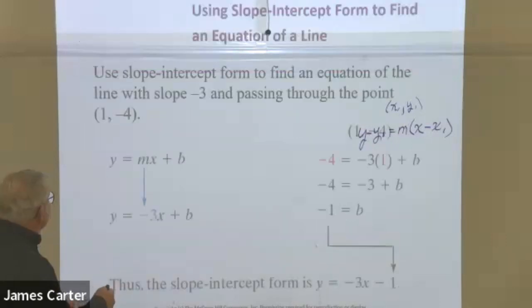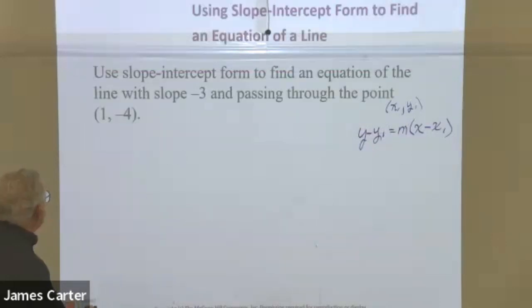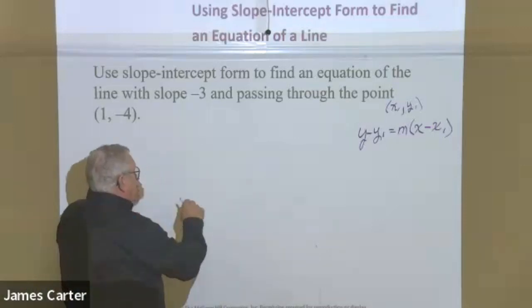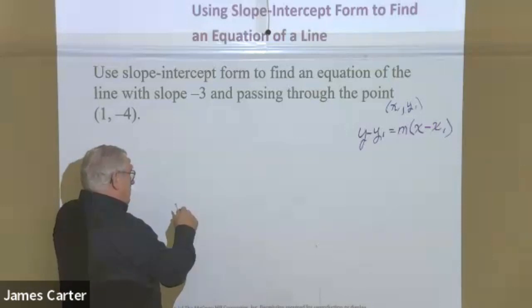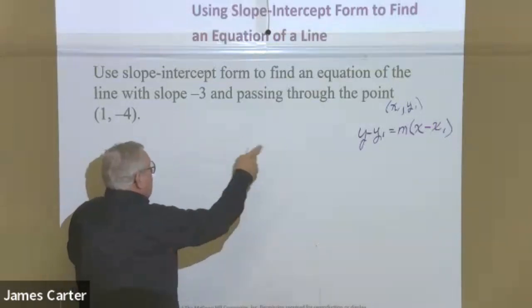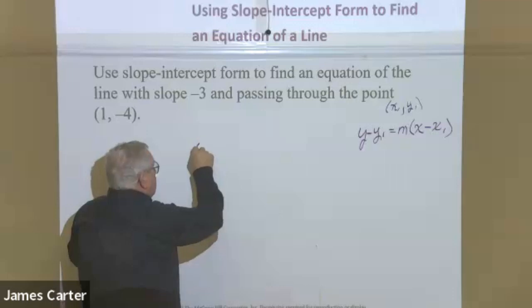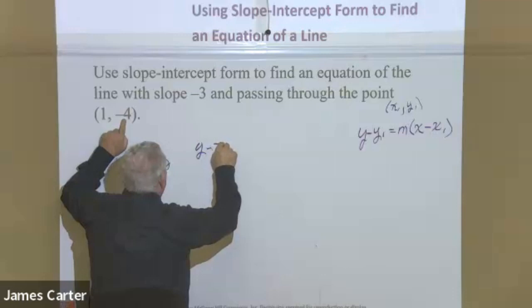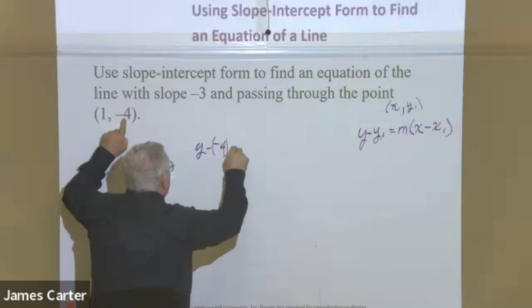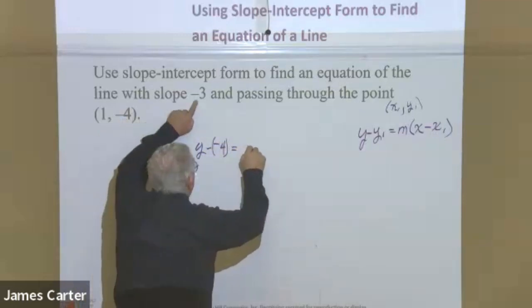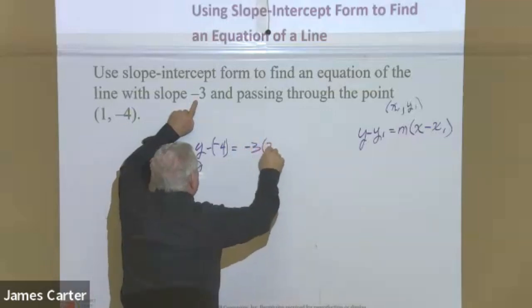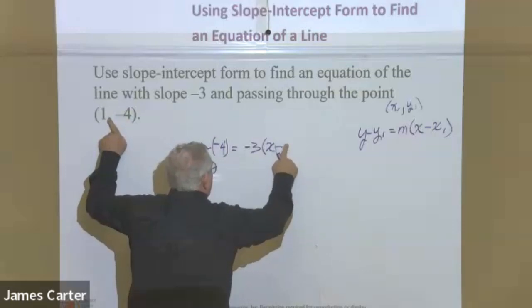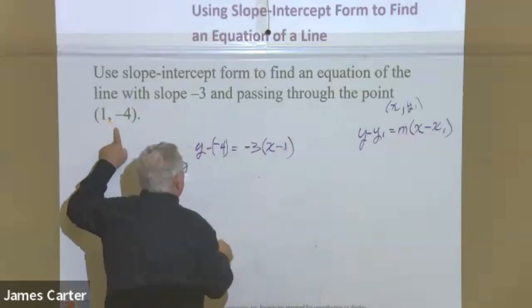What I'm going to have you do, we're going to go back up here, and I'm going to have you work this one using that formula. There is another way, but it can be confusing and error-prone. This way, very solid. So y minus, in this case, -4 equals m, -3, times x minus 1. I don't need a parentheses just for the 1.